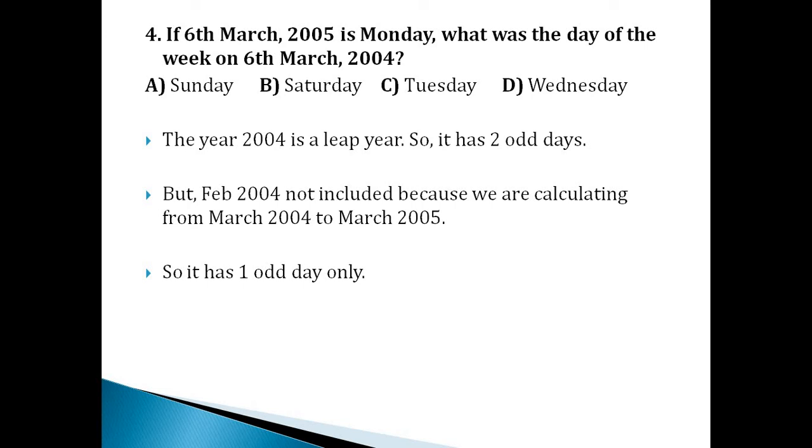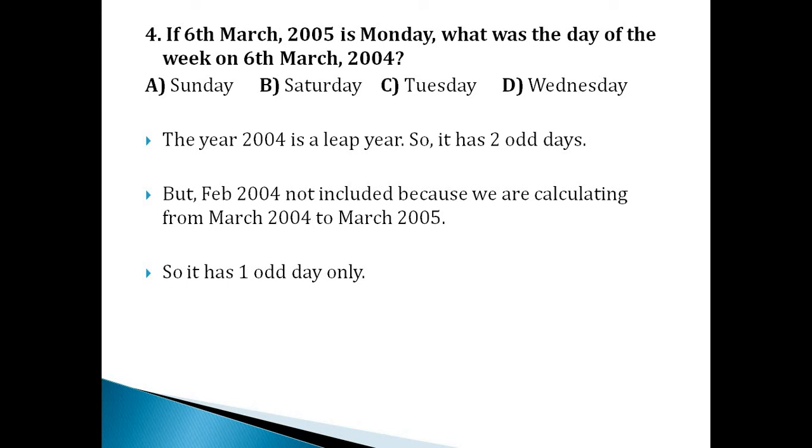We get only 1 odd day. If February was included, then it would be 2. So this is a very important concept here. That's why you have to be very thorough about the question and concept, right? So if it is 1 odd day, yes, we have 1 odd day. So 6th March 2005 is Monday. Monday is also indicating 1 and we got 1 odd day.